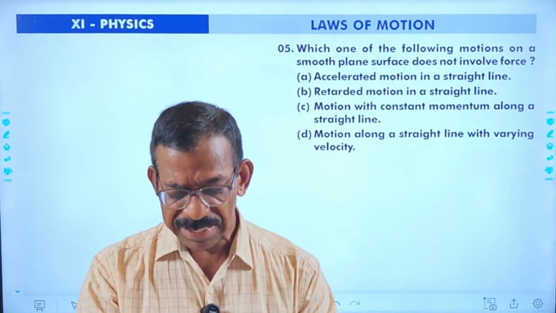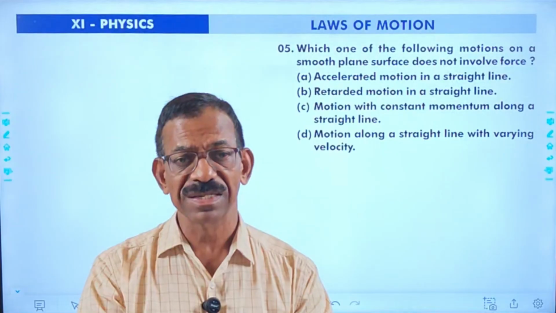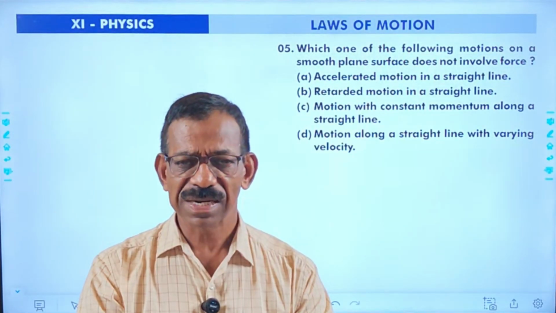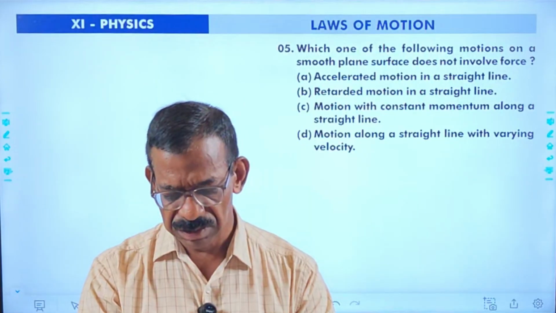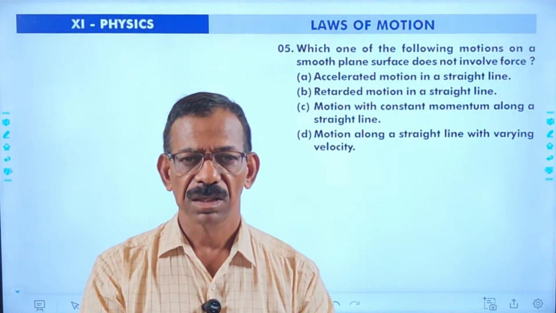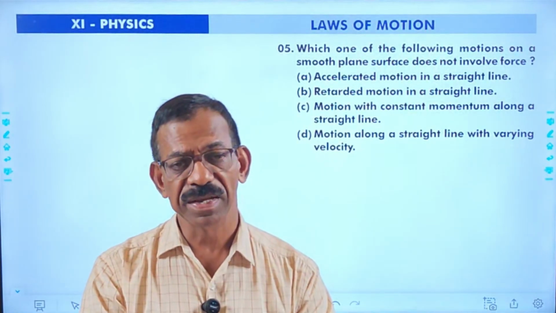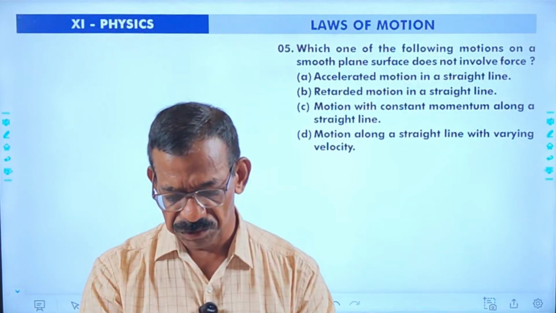Option A, accelerated motion in a straight line. During straight line motion, if there is acceleration, there must be a force. It involves force. Option B is retarded motion. There must be a force, an opposing force.